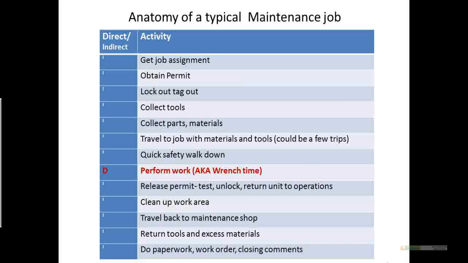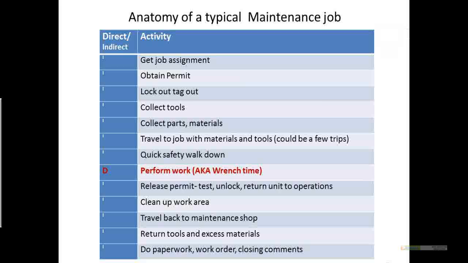So a typical maintenance job, the first thing that happens is you get a job assignment. I'm going to say you obtain a permit and lock out and tag out the equipment. You may actually collect your tools and parts. Now that I think about it, you may do that before you do the lockout. You're then going to transport the tools and materials to the job, and that may take more than one trip, particularly if you forget something.